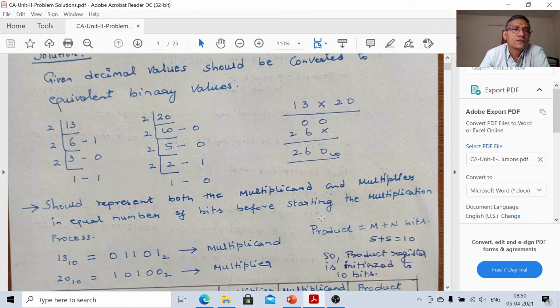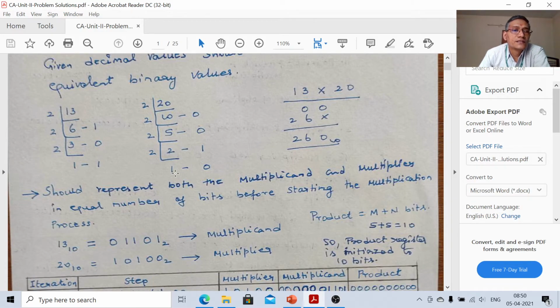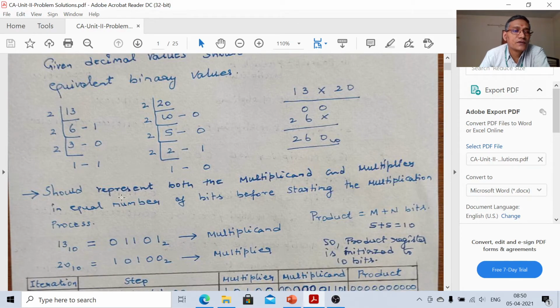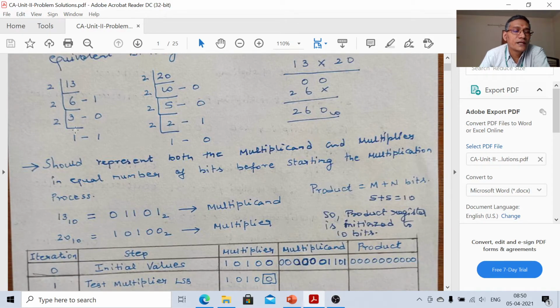Now 20 in binary is 10100, and 13 in binary is 1101. This can be represented in 4 bits, while that is represented in 5 bits. So we need to represent the binary representations of the given multiplicand and multiplier in an equal number of bits.